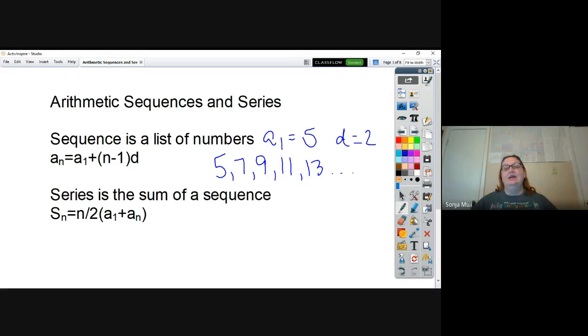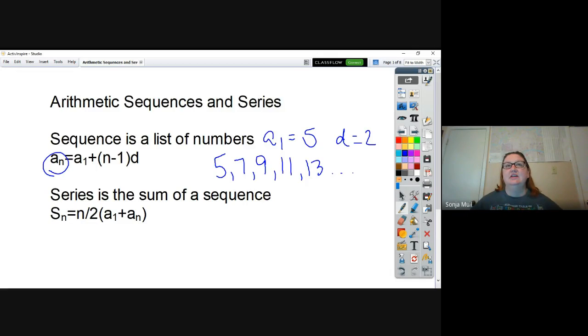It's arithmetic, so we're adding. D could be negative, so we could be subtracting. But arithmetic just means that we're adding or subtracting a number, and that number is the common difference. And we've got to know where we're starting from. So we can find any term in the sequence, a sub n, using this formula.